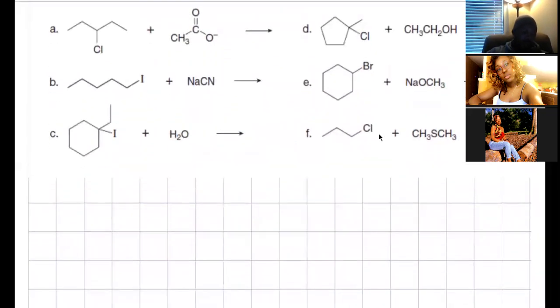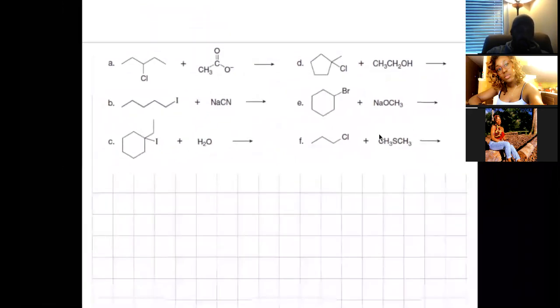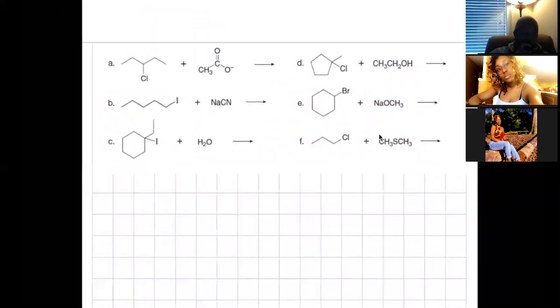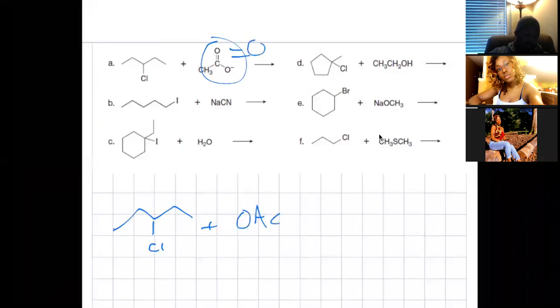All right, here we go. So let's look at the first example. Let me just zoom out a little. Can y'all still see that? So the first example is here. I'm gonna abbreviate that. This nucleophile here is OAc, so I'm gonna abbreviate it.